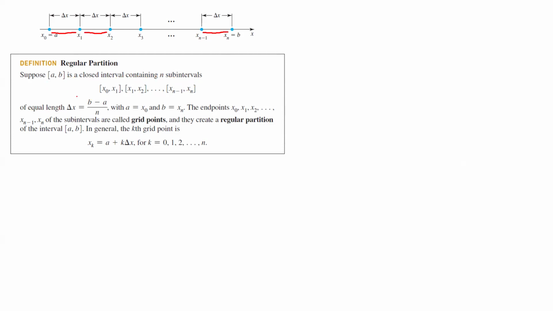They have equal length, which we denote by delta x, equal to b minus a, divided by n. a is x sub 0, and b, the endpoint, is x sub n. Each of the endpoints x sub 0, x sub 1, x sub 2, x sub n minus 1, and x sub n of the subintervals are called grid points, and they create a regular partition of the interval a to b. In this case, the kth grid point is x sub k, which is a plus k times delta x.